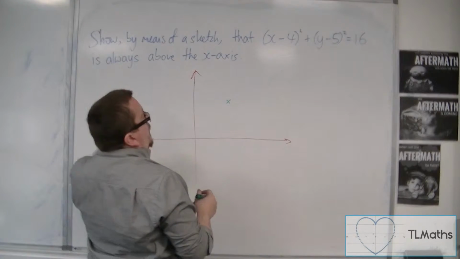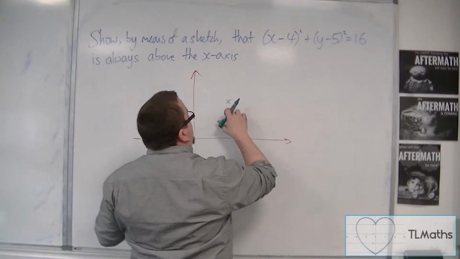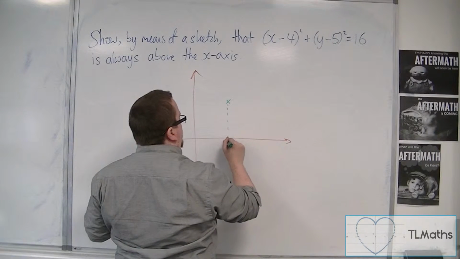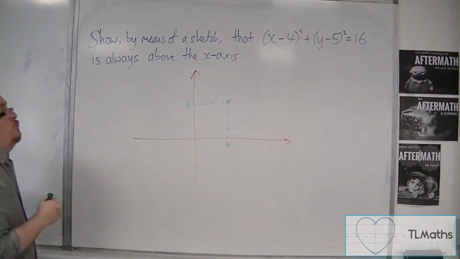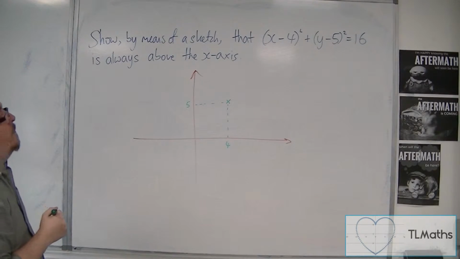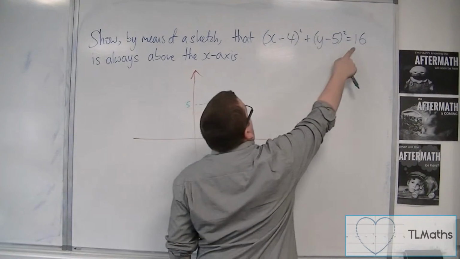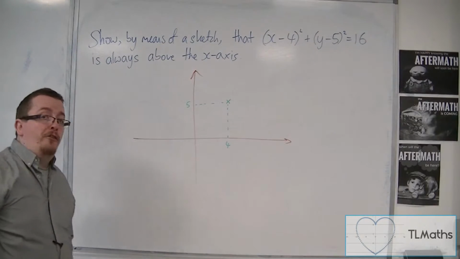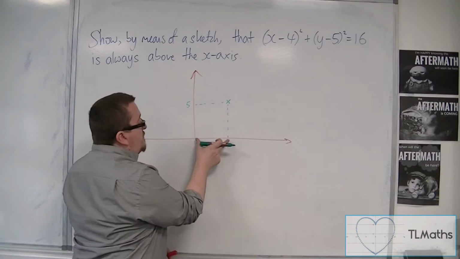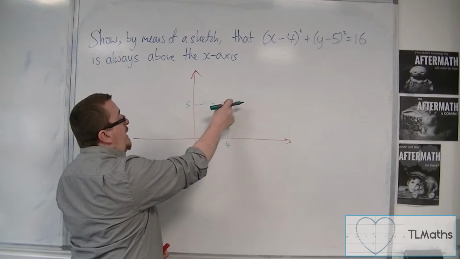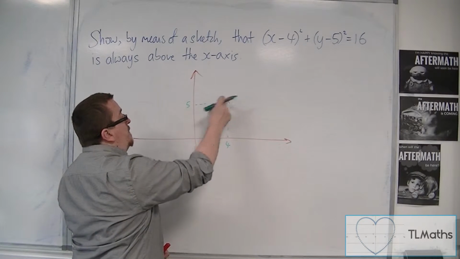Now, once you've identified the centre of the circle, you then need to identify the radius of the circle. Now the radius is the square root of 16, so 4. So if the radius is 4, that is actually the distance between the point, the centre of the circle, and the y-axis.